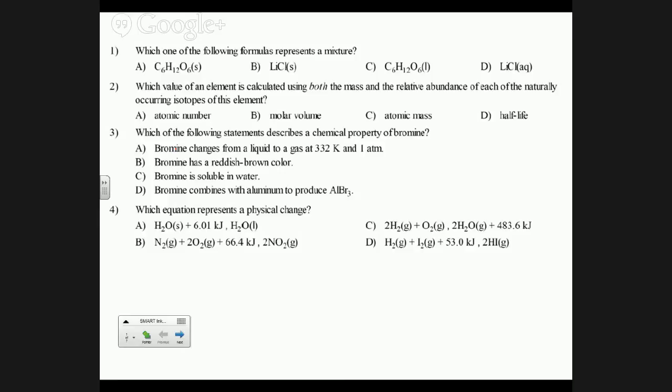So which of the following formulas represents a mixture? All right, so the thing that we're going to look at here is the phase in parentheses that they tell us. Remember, solid is an S, liquid is L, gas would be G, and AQ means aqueous, which means it's in water, which means it's a mixture because it's mixed together. So it would have to be choice B.